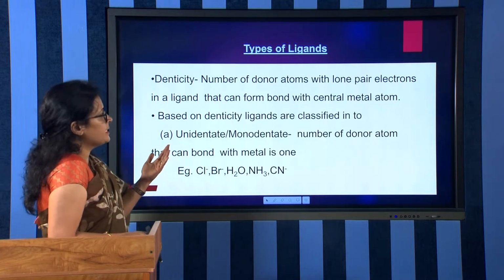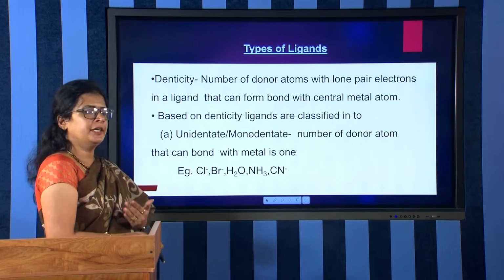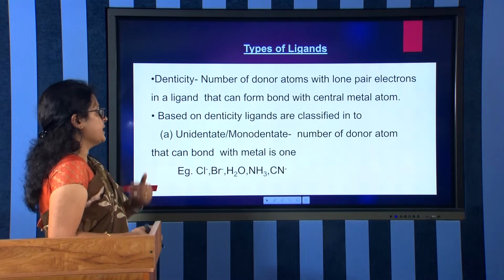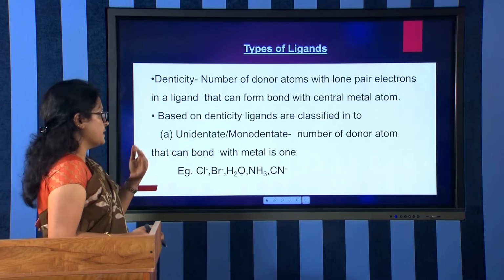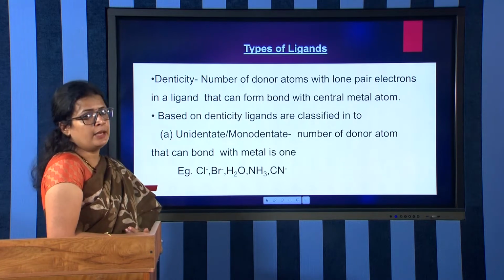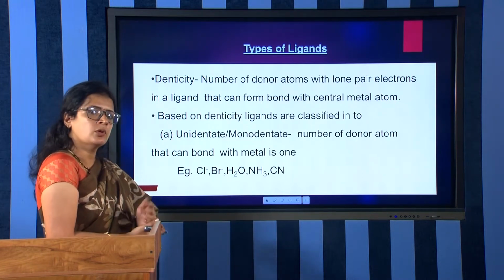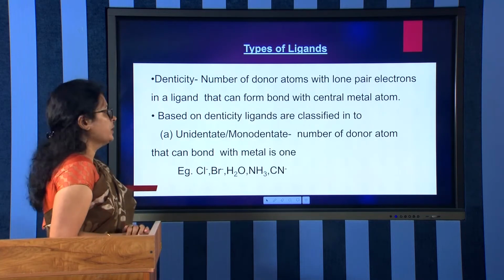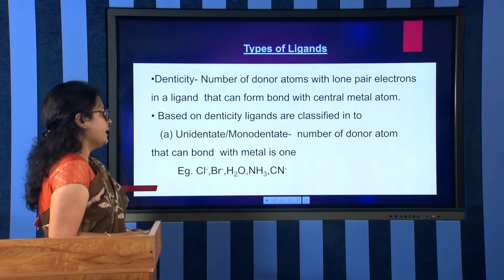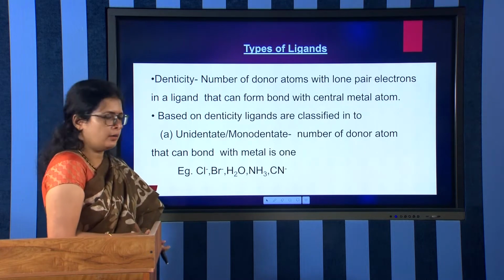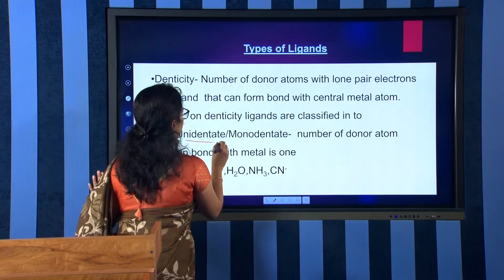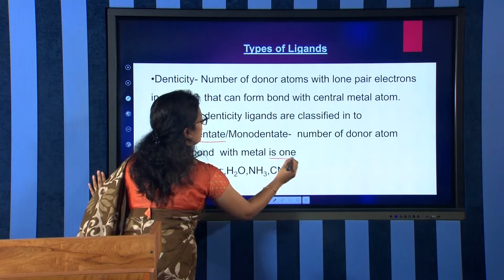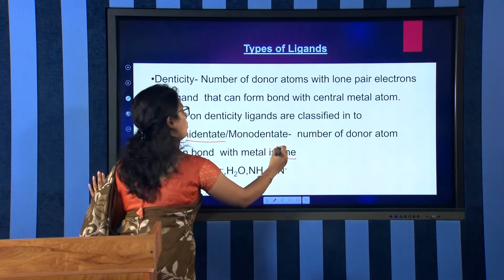And based on the denticity, ligands are classified into different types. Firstly, the first classification is the unidentate ligand, also called a monodentate ligand. Mono or uni means 1. So, the number of donor atoms that can form a bond with the metal is 1. So, for a unidentate ligand, the donor atom is 1.